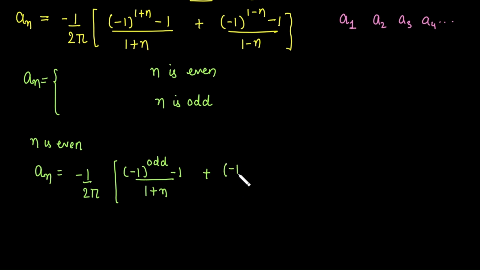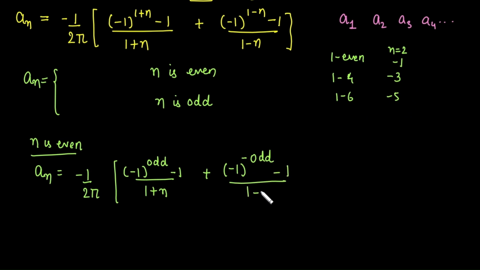Plus minus 1 raised to power 1 minus n. When n is even, we have 1 minus an even number, suppose 2. In that case, if n is 2, the answer is minus 1. If we take n equal to 4, we have minus 3. If we take n equal to 6, we have minus 5. So these quantities are odd, and we can say negative of odd. Minus 1 upon 1 minus n, minus 1 raised to power odd or minus 1 raised to power minus odd, is always equal to minus 1.